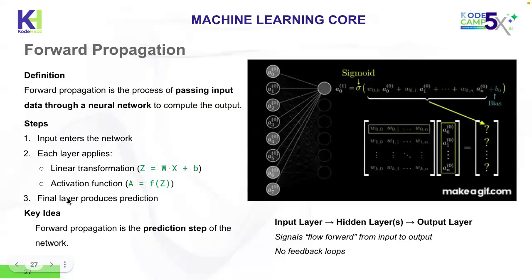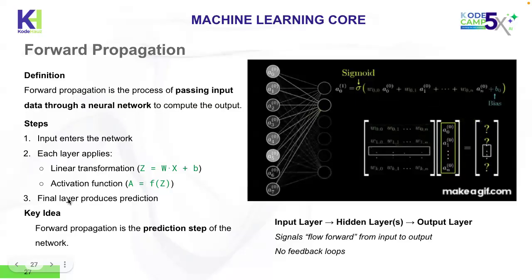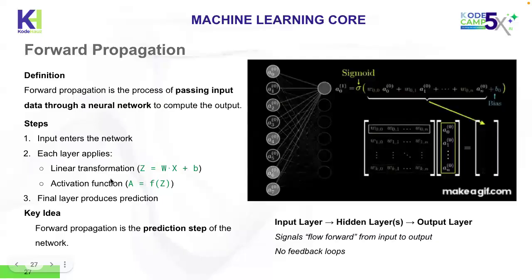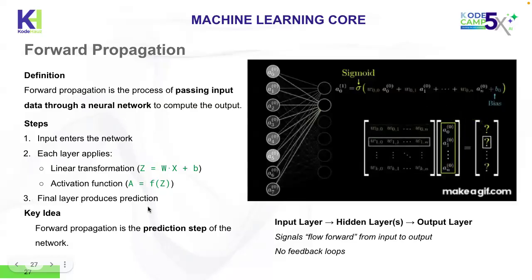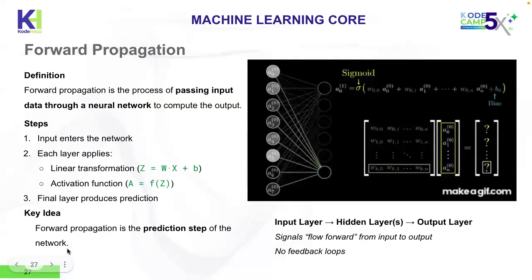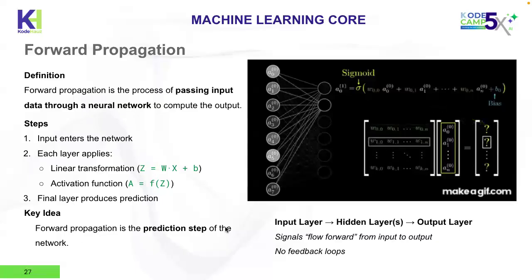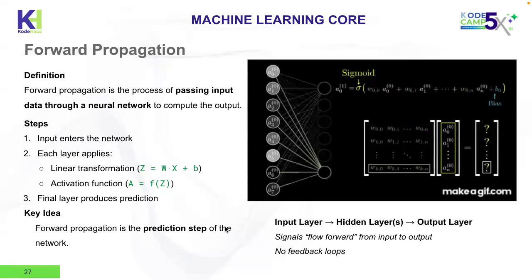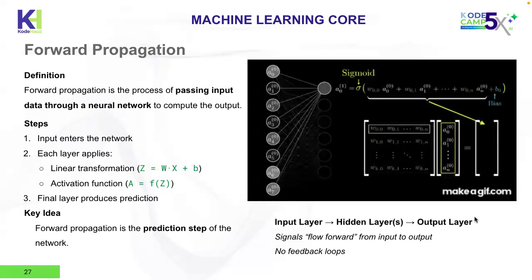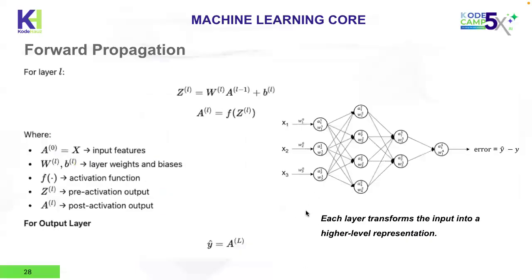And then this just keeps happening across each layer until you get to the last layer. So if there are 100 layers, that means this will happen 100 times, right? And then the last one will go to the output layer. If there are 1,000 layers, it will happen 1,000 times and so on. And this is a simple principle of deep neural networks. So the key idea here is that forward propagation is a prediction step of a network. So that's how neural networks predict, basically forwarding the signals forward. The signals flow forward from input to output. There are no feedback loops. That's why it's called forward propagation.